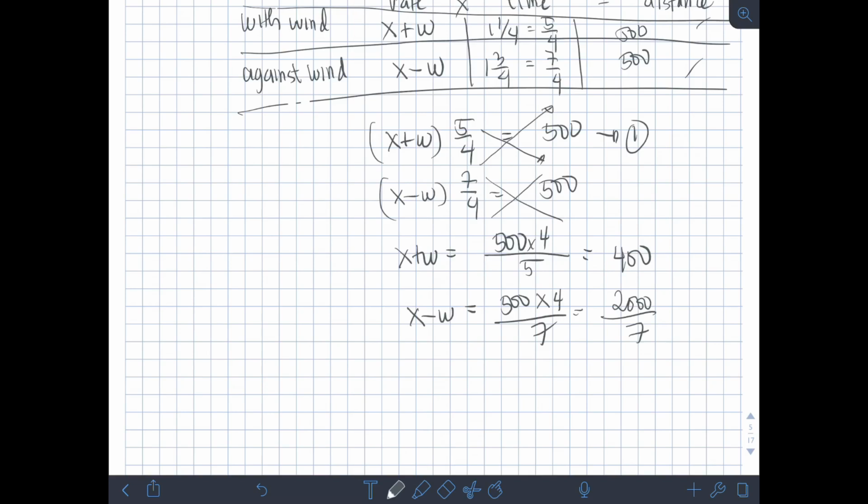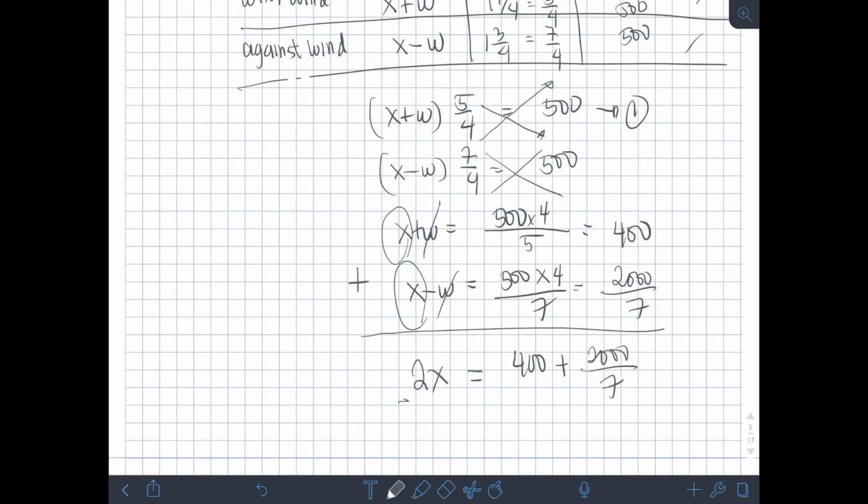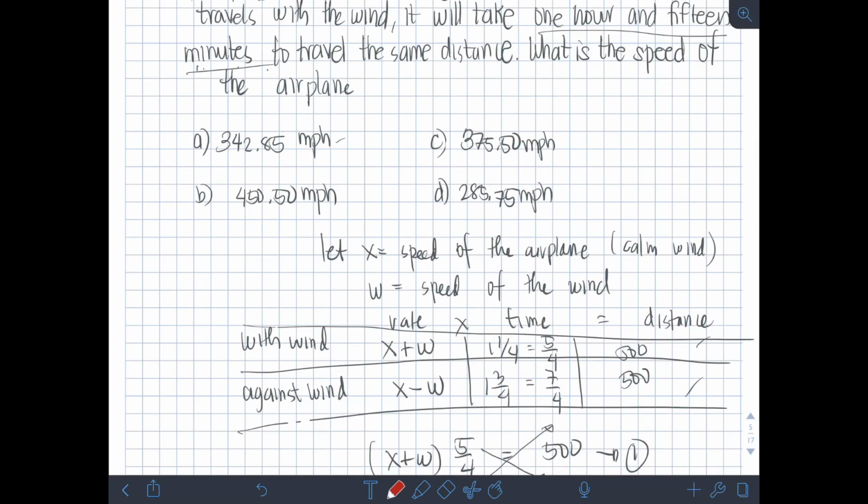Ngayon, ang susolve natin dito ay yung x, diba? Kasi yung rate of the airplane. So, pwede na lang tayo mag-elimination. So, add natin to para makancel si w. So, 2x is equal to 400 plus 2,000 over 7. So, divide natin to by 2 both sides para ma-solve si x. So, therefore, x is equal to 400 plus 2,000 over 7, all over 2. So, using calculator, masasolve natin si x as 342.86 miles per hour. Okay? So, letter A.